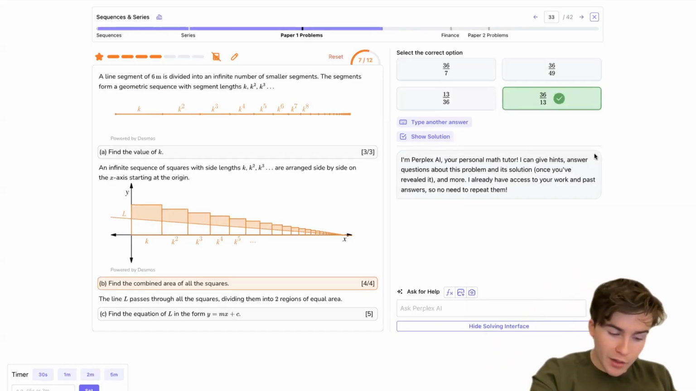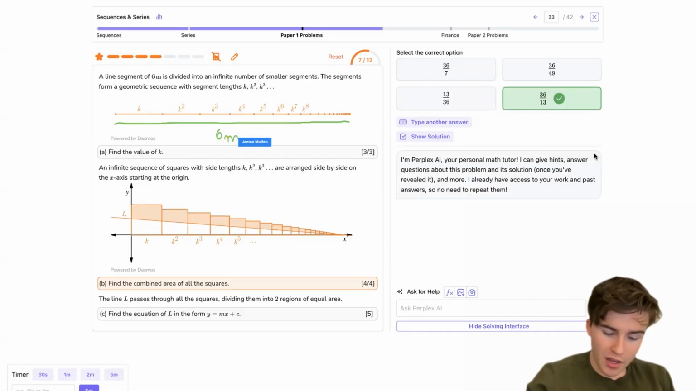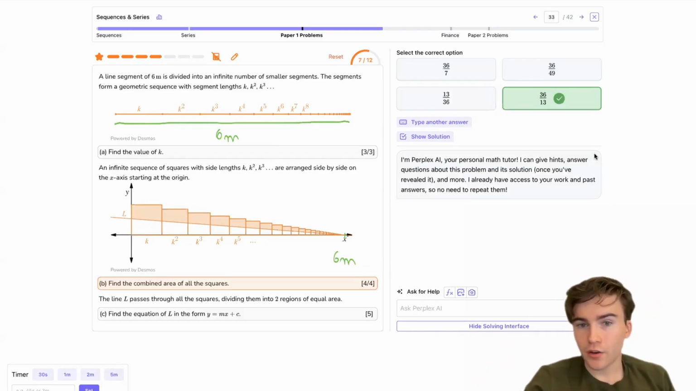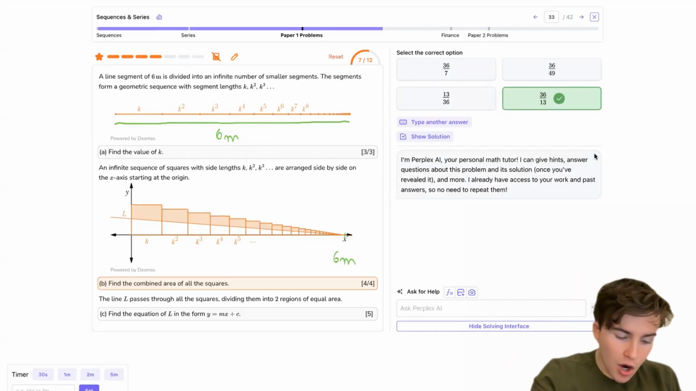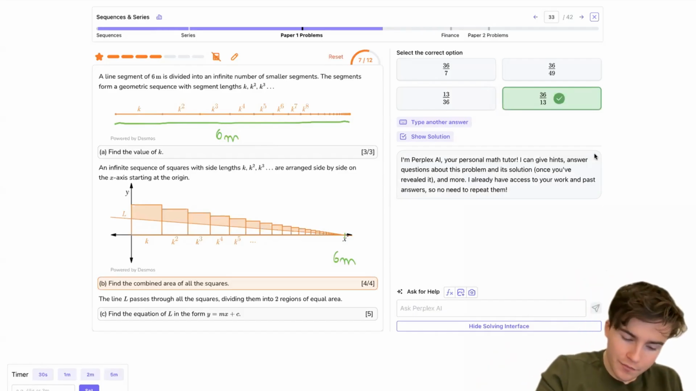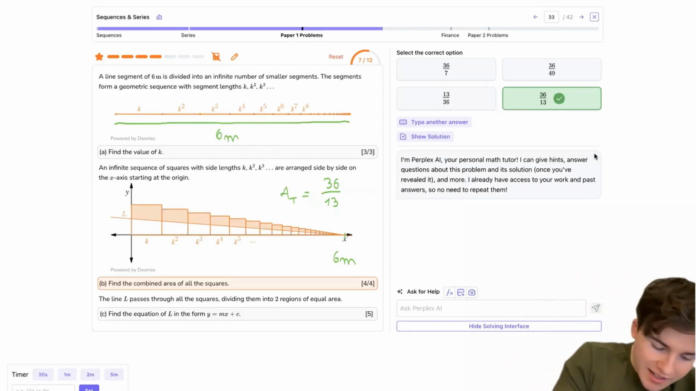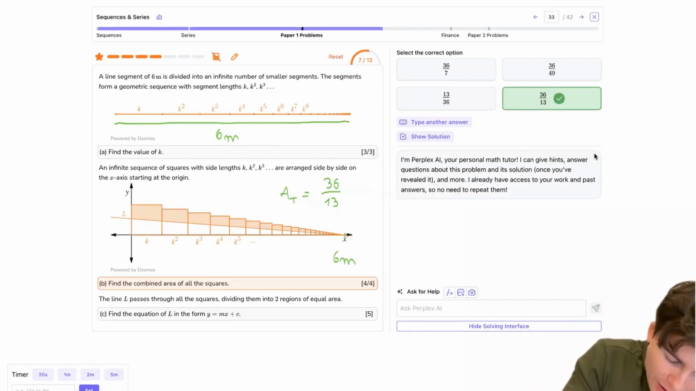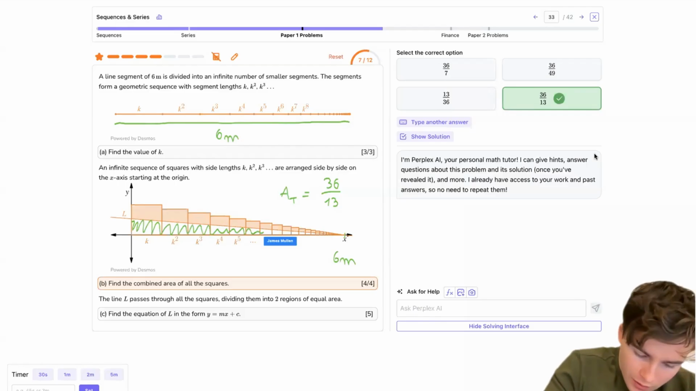We already know from the question that the length of this is 6 meters, okay? Which means that the x-intercept of the line has to be 6 meters because it passes through all the squares. So that's going to be 6 meters. And then I know that the total area of all the squares is 36 over 13. And what I can notice here is that the area under the line, which is supposed to be half the area according to the question, is actually just a triangle. This area here is a triangle.